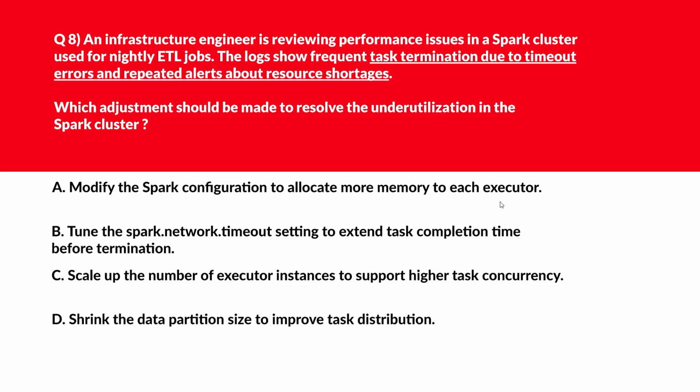Okay, here we go with an interesting question this time. So this is all about the log showing frequent task termination due to timeout errors and repeated alerts about resource shortages. Option A says modify the Spark configuration to allocate more memory to each executor. More memory per executor doesn't solve low task parallelism. Hence incorrect. Let's move to option B.